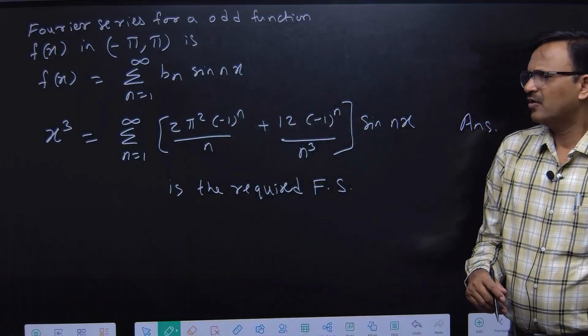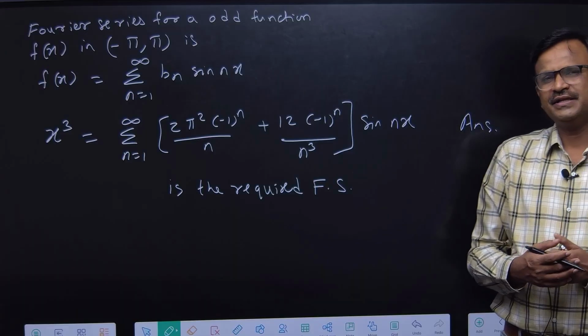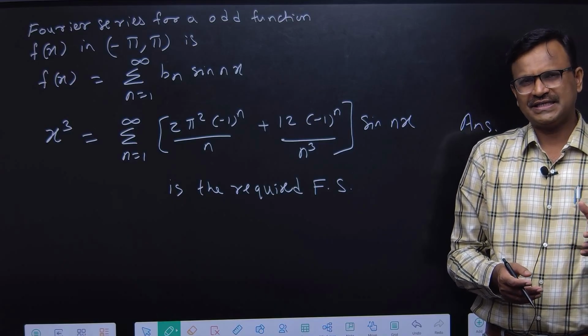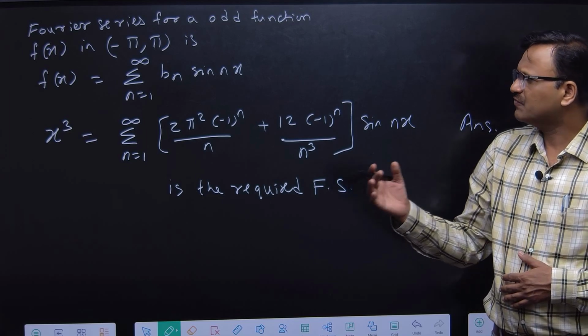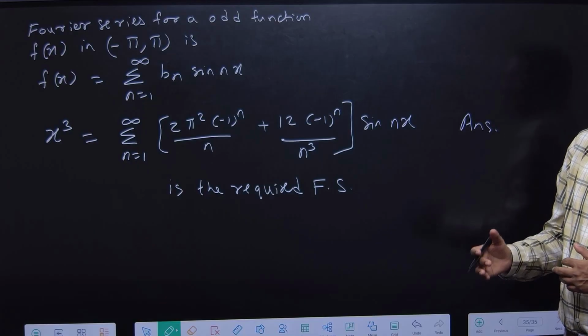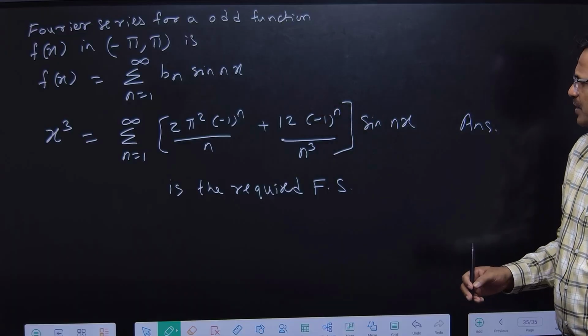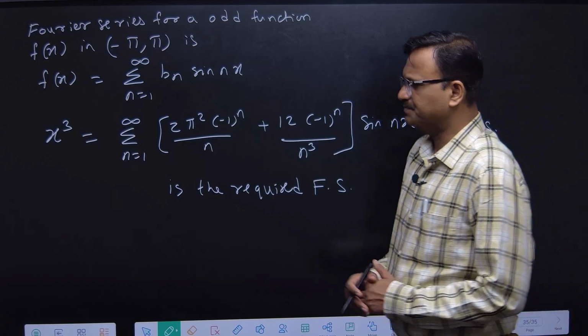You see, whenever it is asked to find Fourier series of a function in the interval minus pi to plus pi, first we should check whether it is even or odd. Now, in this case, it was an odd function. So, a0, an is directly 0. We just found out Bn using the respective formula and substitute in this formula of Fourier series. We get our answer.